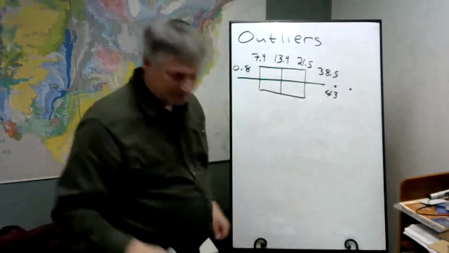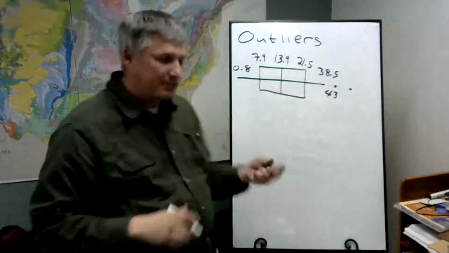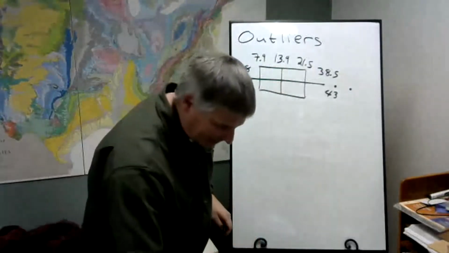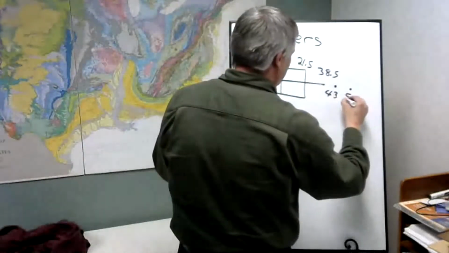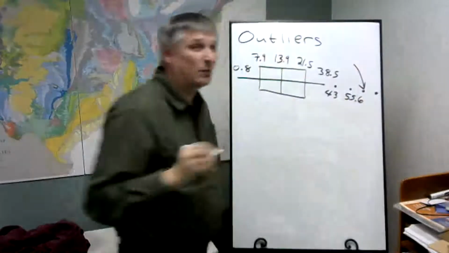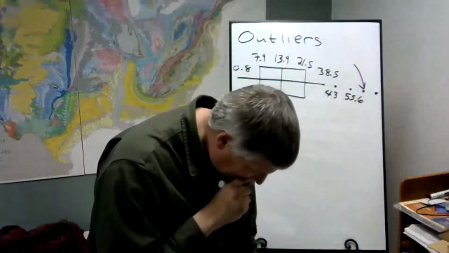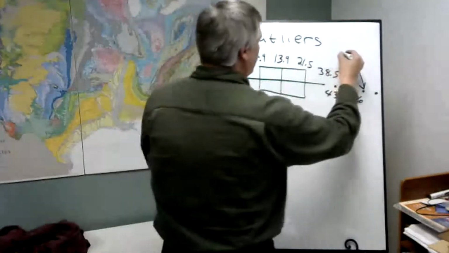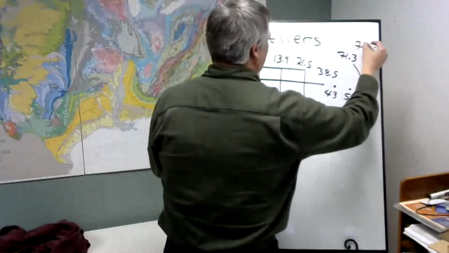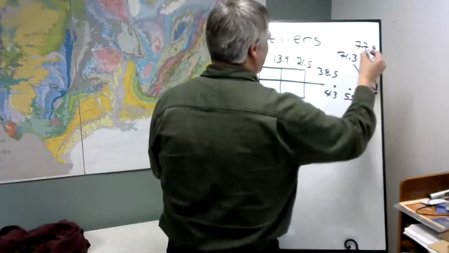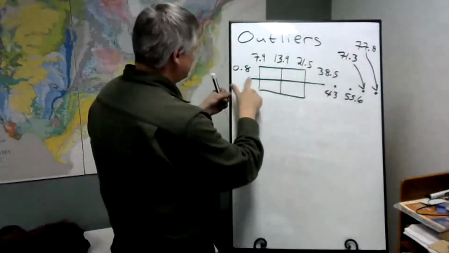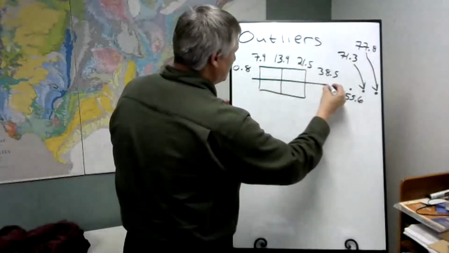Oh, and I forgot an outlier. Back early, if we back up, there were actually 4 outliers instead of 3. So I apologize for that. 55.6. And here's the one I think I skipped. Let's see. Yes, there was 71.3. And then here is 77.8. So this is our modified box and whisker plot. And actually this one kind of is a little more like that. There's a little more skew.